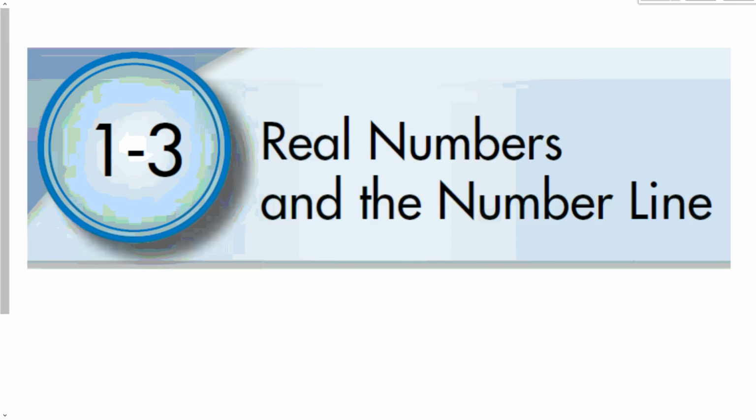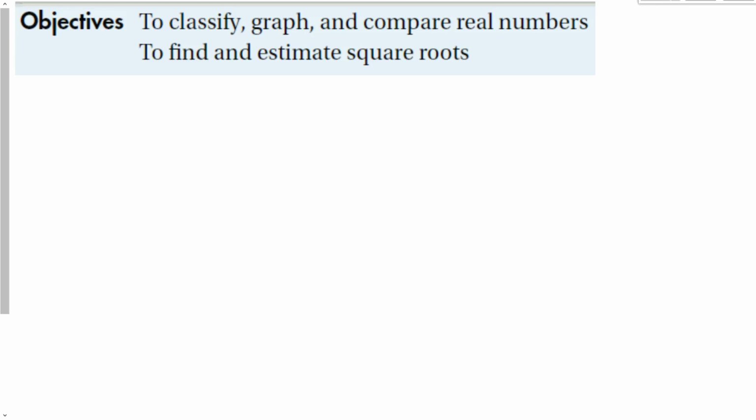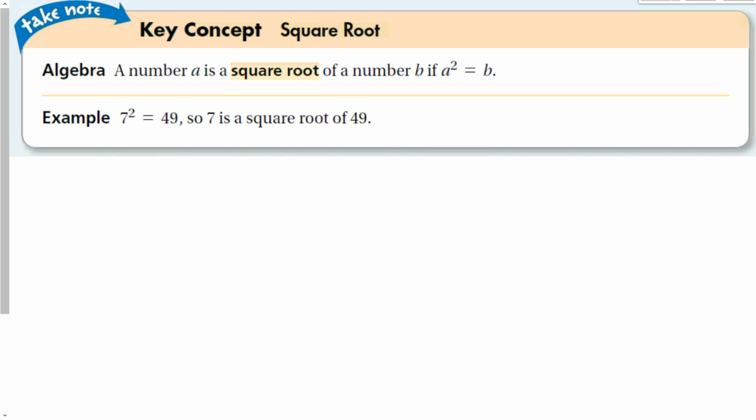This is 1-3, real numbers and the number line. So our objective for this lesson is to classify, graph, and compare real numbers and to find and estimate square roots. So the first thing we're going to talk about is a square root.